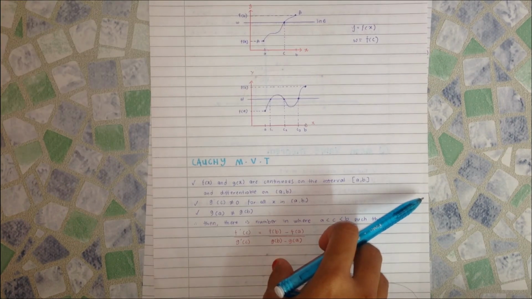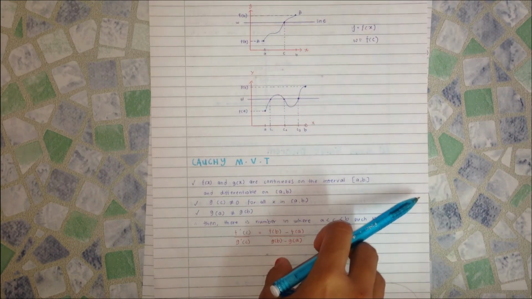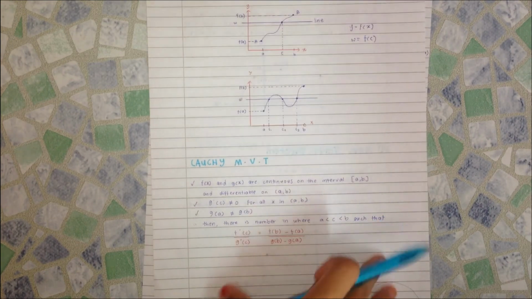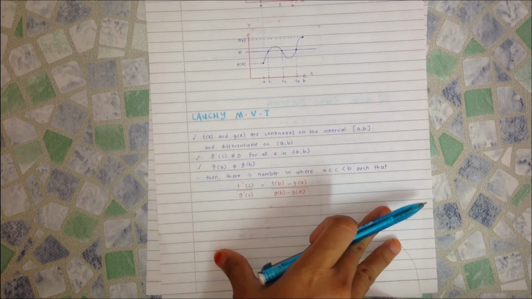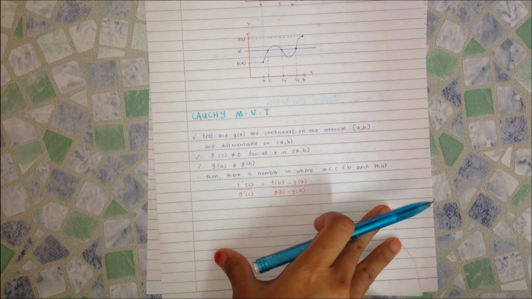For the fourth theorem, which is the Cauchy mean value theorem, this theorem is a generalization of the usual mean value theorem. It establishes the relationship between the derivatives of two functions and changes in these functions on a finite interval.